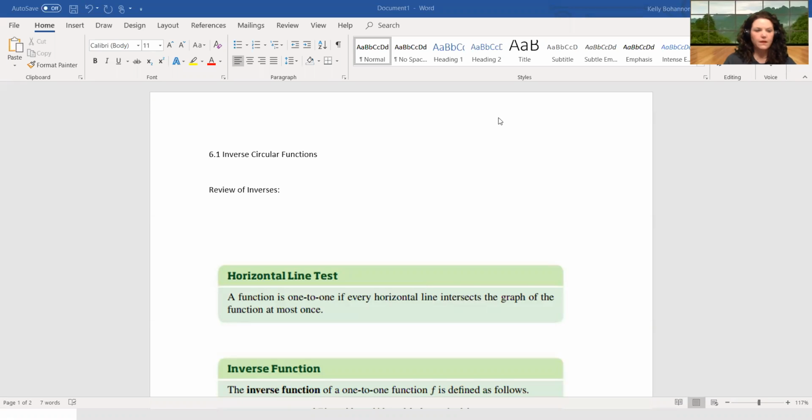Okay, this is the first part of the notes for section 6.1, which is inverse circular functions. So before we just launch into everything with the trig part of it, I want to make sure that we review inverses first of all. If you remember back to algebra, algebra 2, an inverse is when you switch x and y.